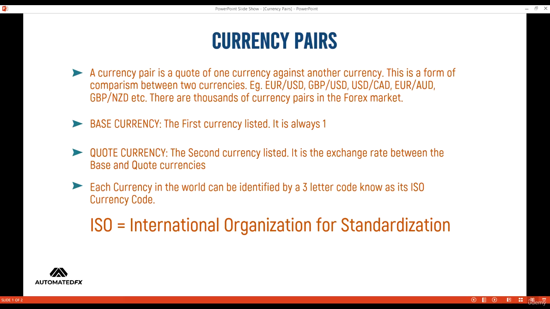You might be wondering why we name our currencies with these codes, like EUR for euro and USD for US dollars. We see that these codes are always three characters. This is what we call the ISO code. ISO stands for International Organization for Standardization. Each currency in the world can be identified by a three-letter code known as its ISO code.